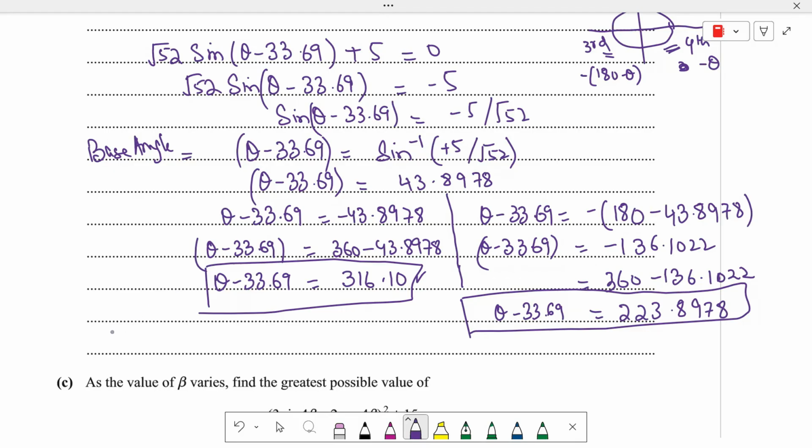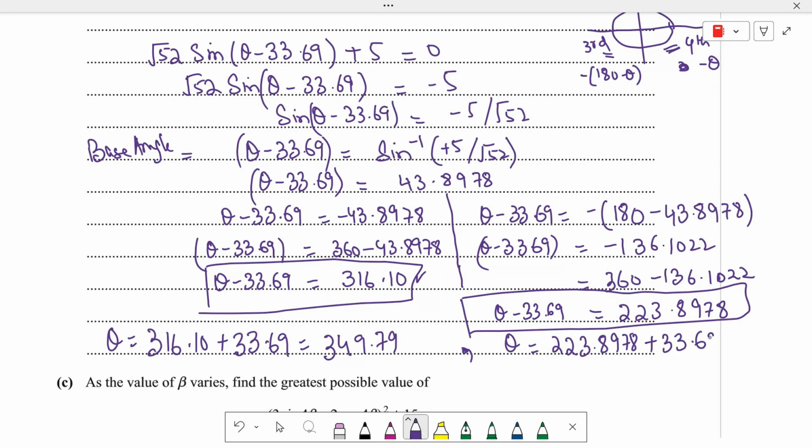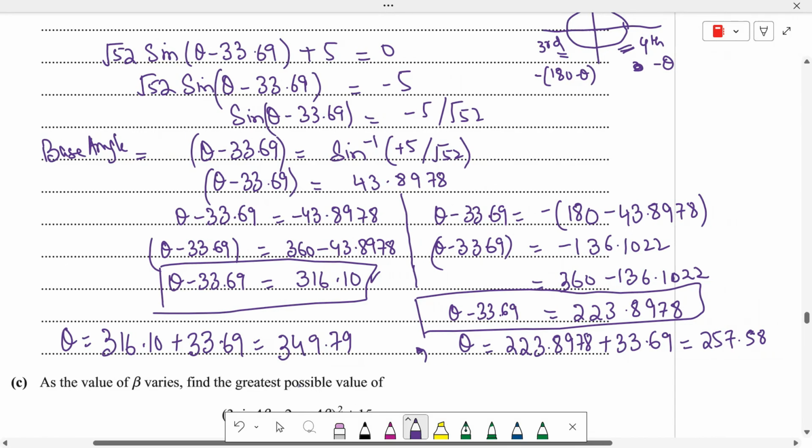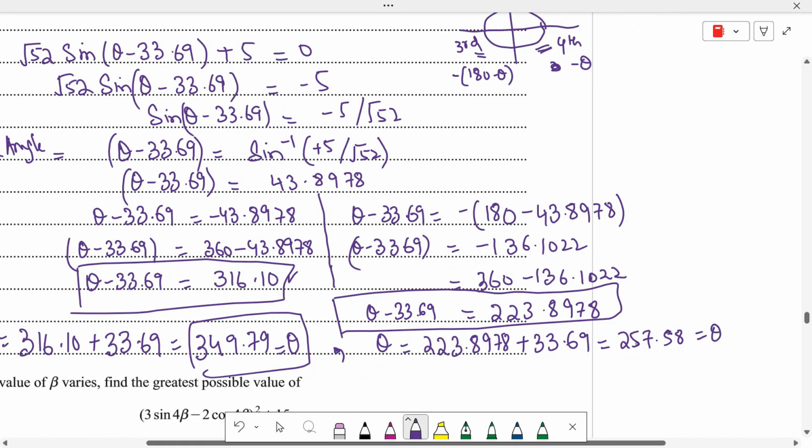Now for the angle, theta is 316.10 plus, when we switch negative 33.69 to the right side, it will be positive, and this one is equal to 349.79, and in this case theta is equal to 223.8978 plus 33.69, and this one is equal to 257.58. So we have two values of theta.